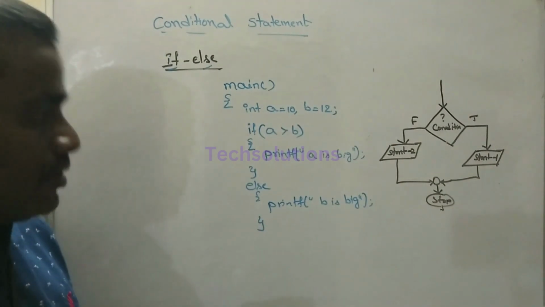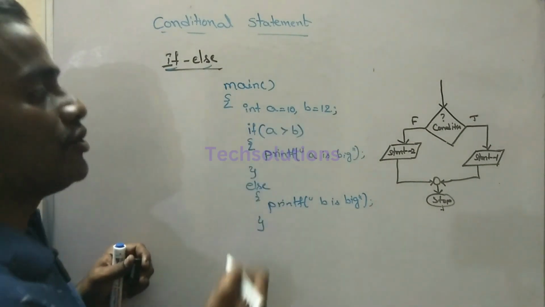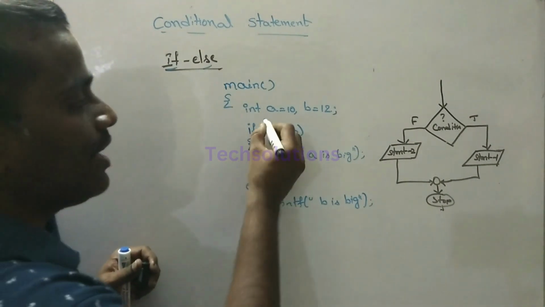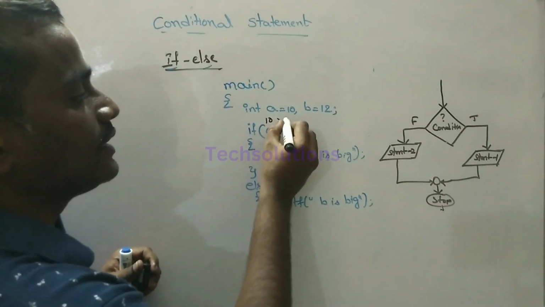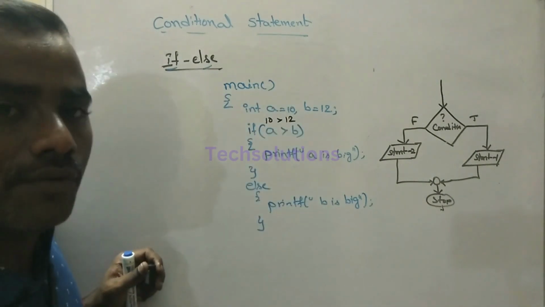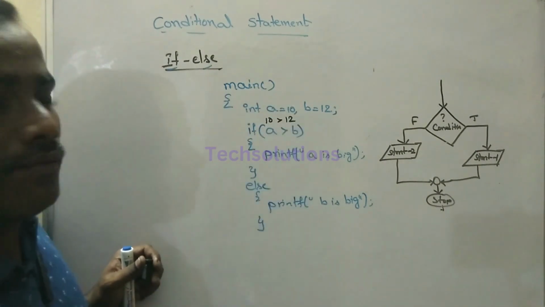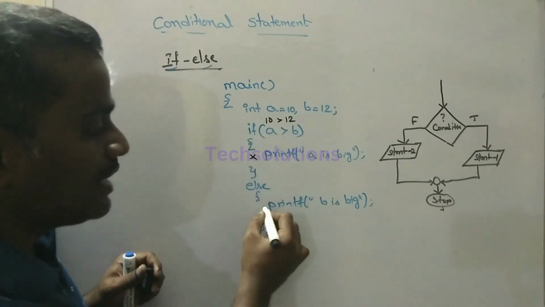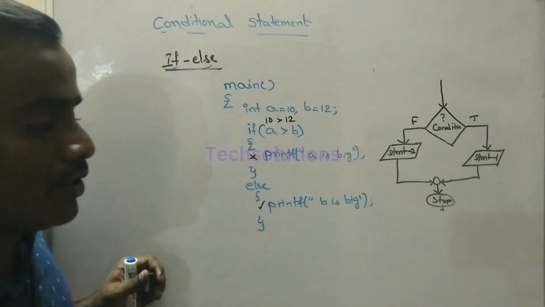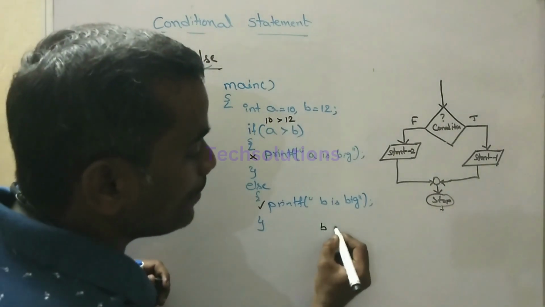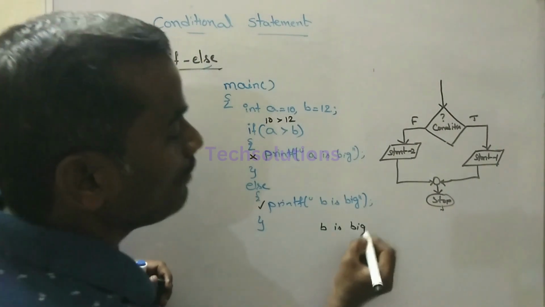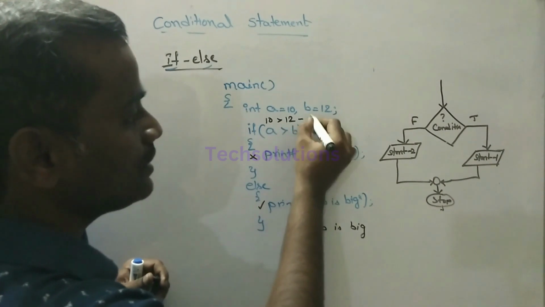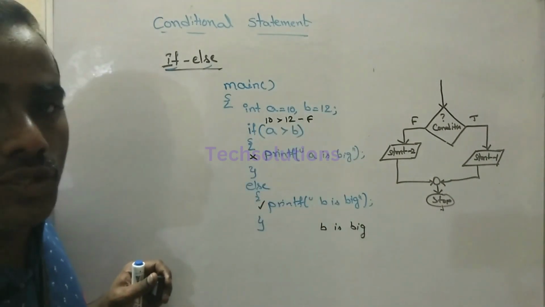Clear? Now see how it will be executed. Substitute the values of a and b. What is the a value? 10. Is 10 greater than 12? Is it true or false? Obviously it is false. False means this block cannot be executed. Then come to the else part. In this else part, this statement will be executed: b is big. When the condition is false, the else part will be executed.